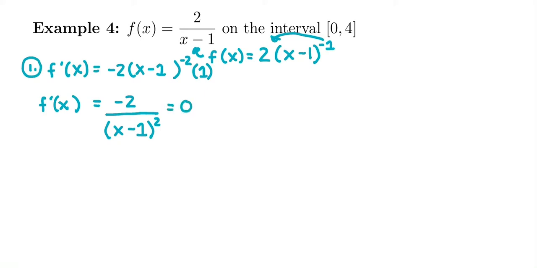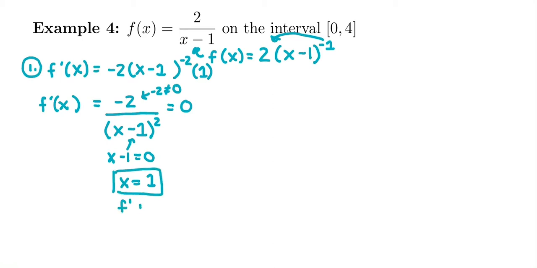We're going to set this equal to 0. And we want to see what makes the top 0 and what makes the bottom 0. Well, the top is always going to be negative 2. So we're not going to make that 0. But the bottom, x minus 1, could equal 0 as long as x is positive 1.